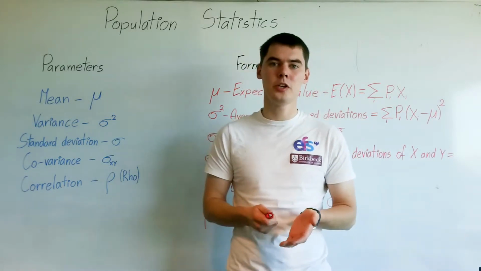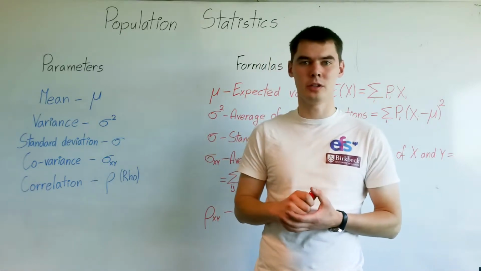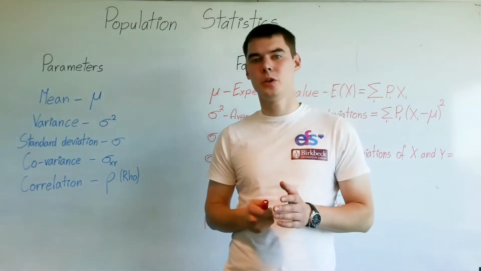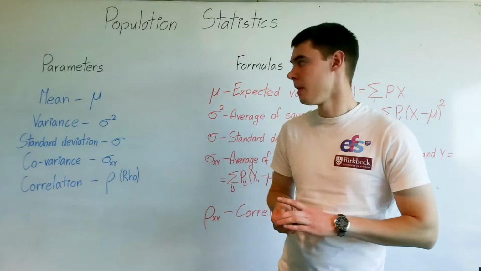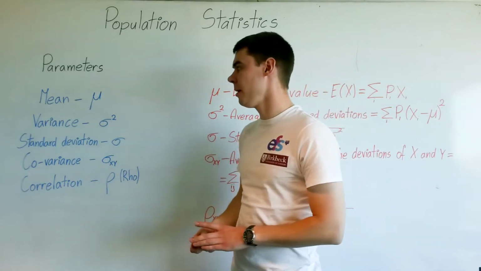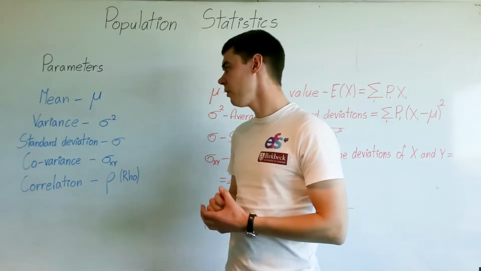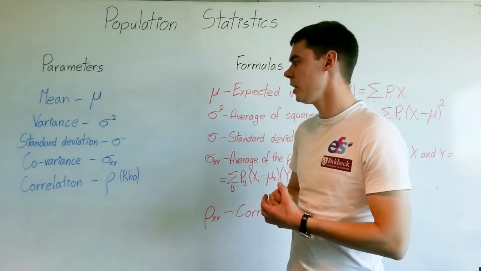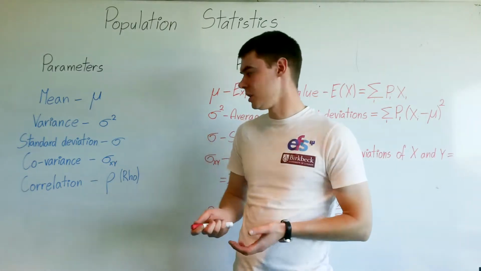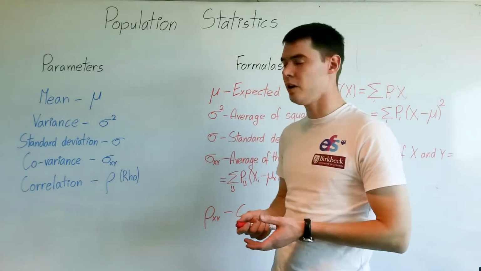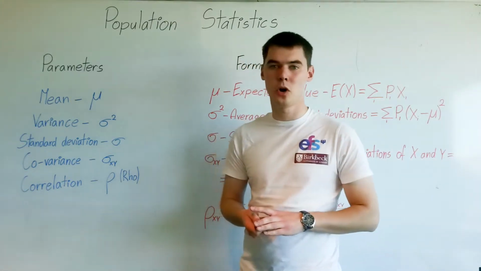We denote population statistics by Greek letters, and they are called parameters. So when we are measuring population statistics, we use Greek letters. So here are the parameters. Well, mean is denoted as Greek letter mu, variance is sigma squared, standard deviation is sigma, covariance is sigma of x and y, or whatever you are measuring, and correlation is Greek letter rho.